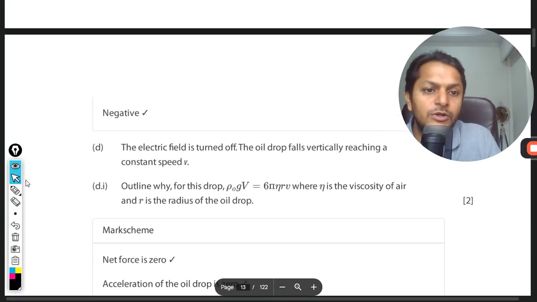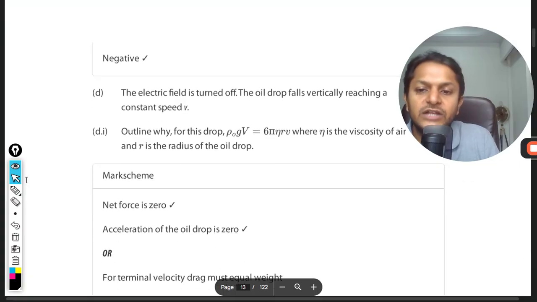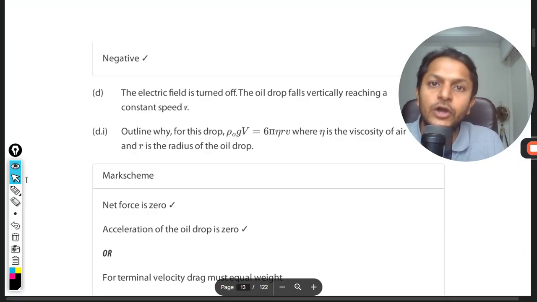So how many marks? It's a 2 mark question. So you can just give two statements there: net force is zero, acceleration of the oil drop is zero, like that.